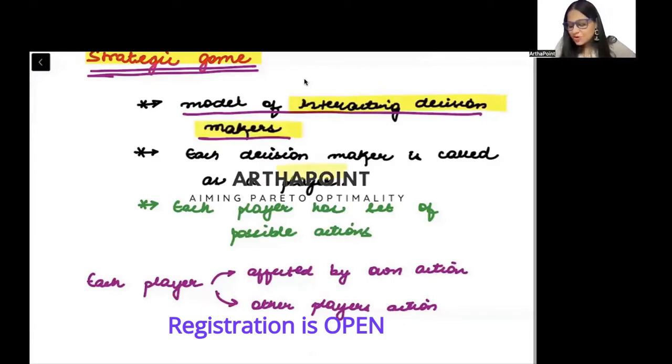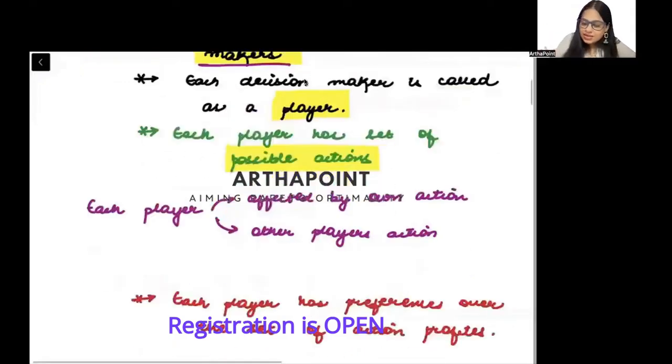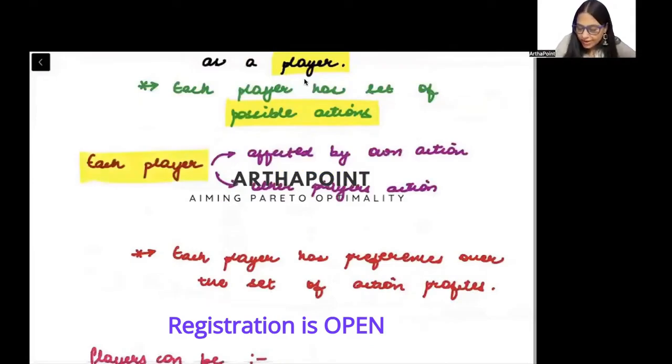So there are interacting decision makers. These decision makers are called players. Players have a possible set of actions. Each player is affected by its own action and also by the other players' actions.